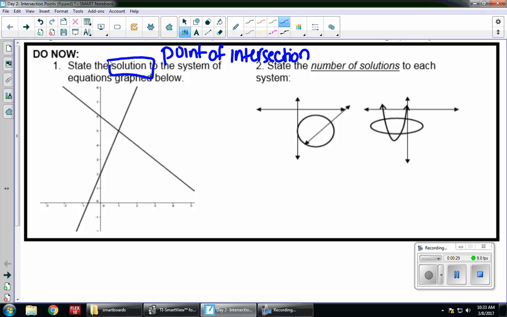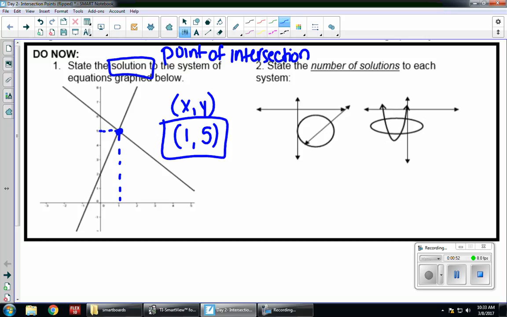So in the graph below I have two linear functions graphed and their point of intersection is right here. I want to write it as an x comma y because it's a coordinate point. So if I go down to my x, it's going to be the point 1 comma, and if I go across to my y's, 5. So 1 comma 5 is the solution to that system of equations.